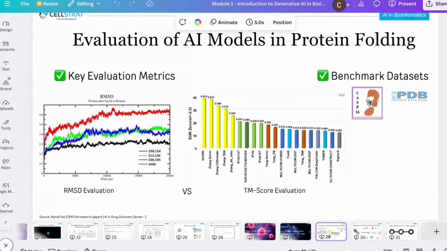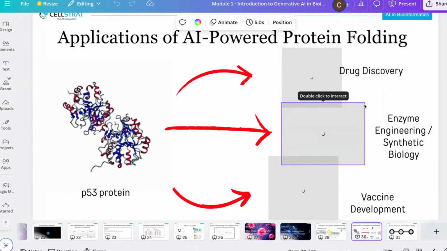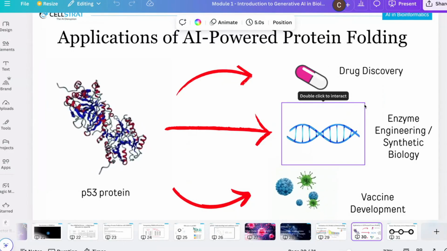CASP16 is like a gold standard repository for experimentally determined protein structures. It acts as a reference data set for model benchmarking and evaluation. So for evaluation and model benchmarking, we use CASP16. Then, the application of AI-powered protein folding.